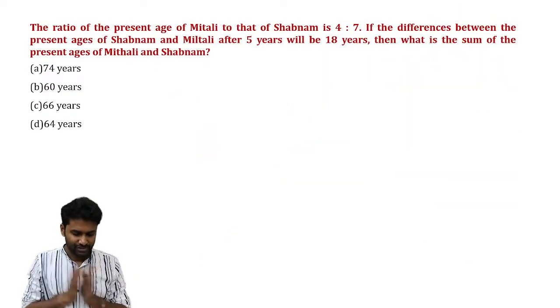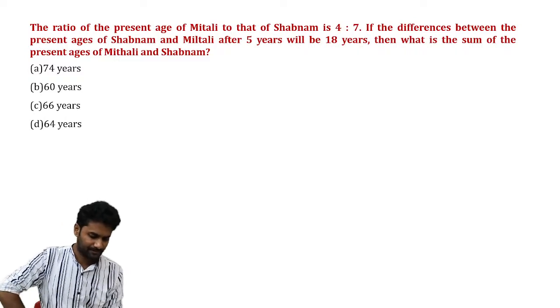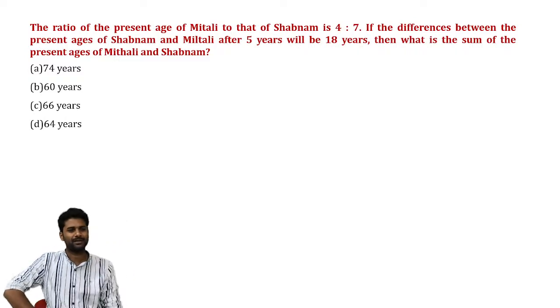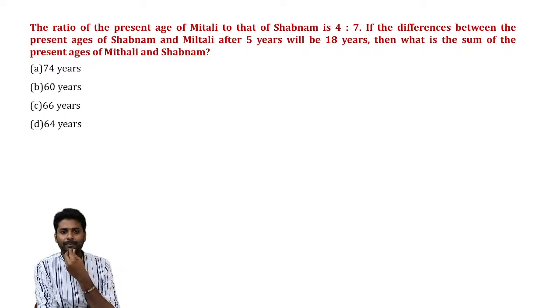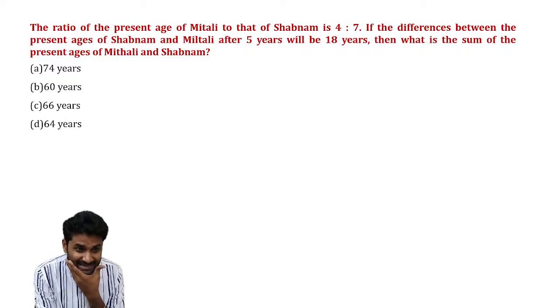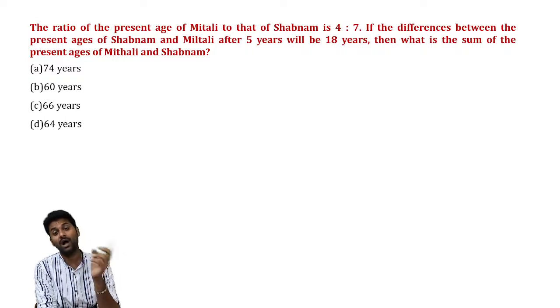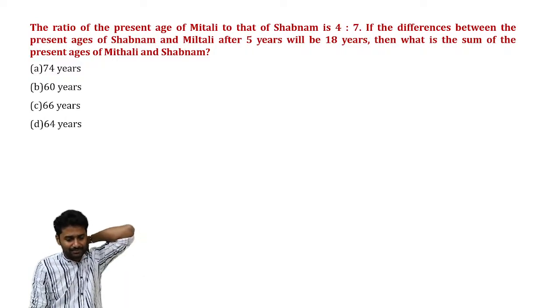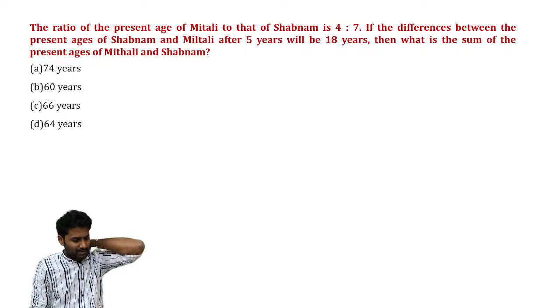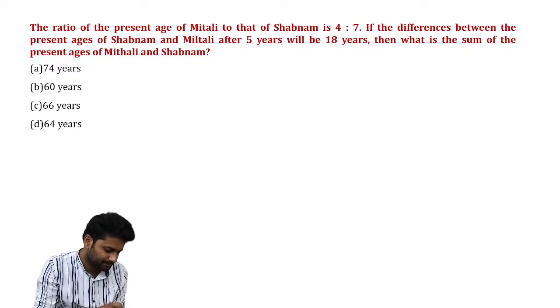Let's go for the next question. Ages concept. Answer it. The ratio of present ages of Maithili and Shabnam is 4 is to 7. And the difference between the ages of Shabnam and Maithili after 5 years will be 18 years. What is the sum of the present ages of Maithili and Shabnam? Answer this question. It's a pure ratios concept.